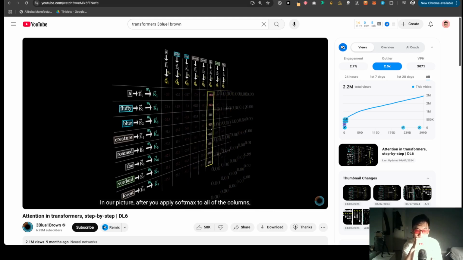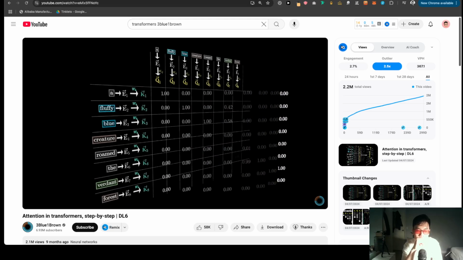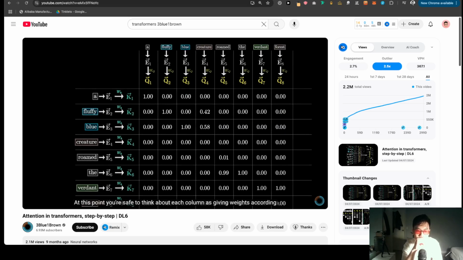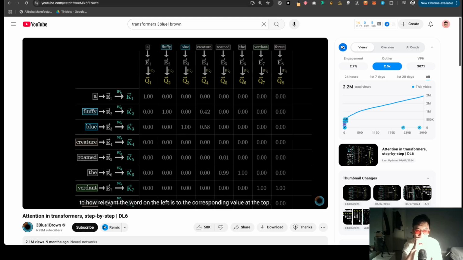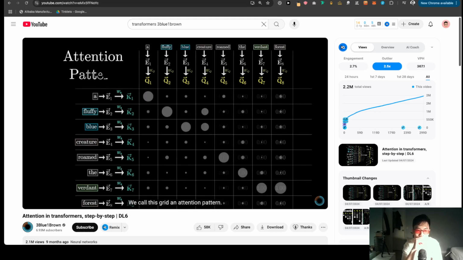In our picture, after you apply softmax to all of the columns, we'll fill in the grid with these normalized values. At this point, you're safe to think about each column as giving weights according to how relevant the word on the left is to the corresponding value at the top. We call this grid an attention pattern.